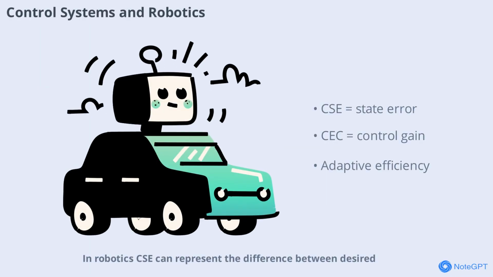In robotics, CSE can represent the difference between desired and actual states, like position or velocity, while CEC is the local gain applied to control loops. When the robot is far from its target, high CSE makes CEC increase, making the controller more aggressive. As the robot approaches its goal, CSE drops and CEC relaxes, saving energy and reducing overshoot. This adaptive control is key to efficient and robust robot behavior.